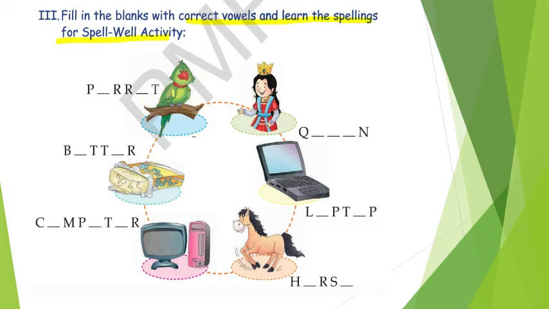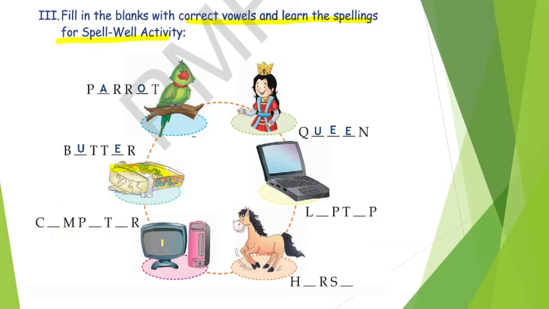So the first one is a parrot, right? Can you see the picture of the parrot? So here the correct spelling will be P-A-R-R-O-T, parrot. Now this is a picture of butter. So here B-U-T-T-E-R, butter. And here this is a picture of a queen. So the correct spelling for queen is Q-U-E-E-N, queen.